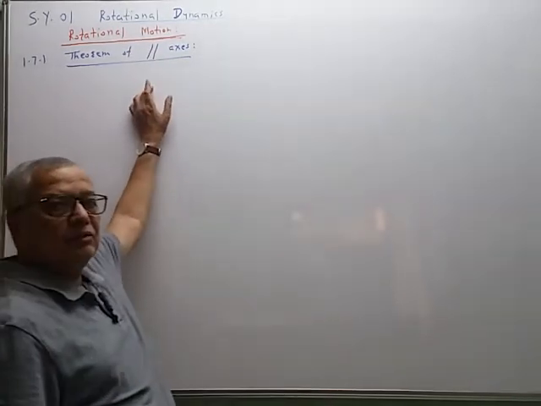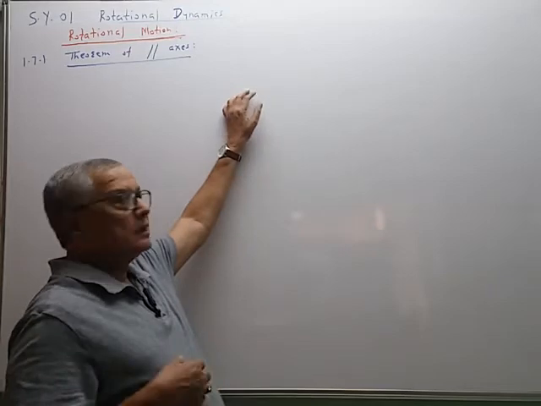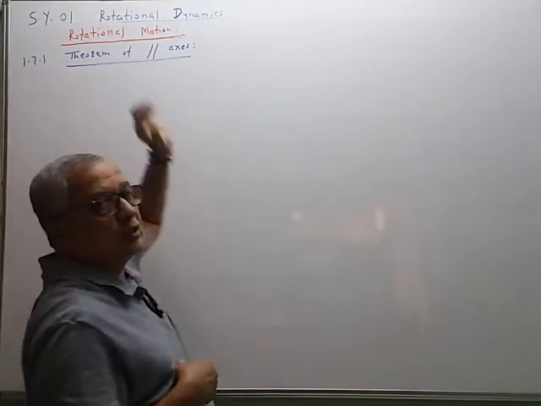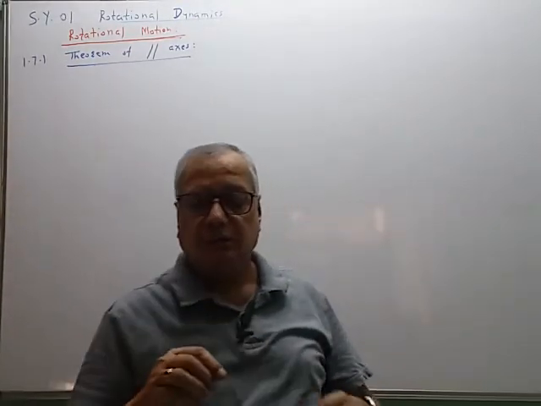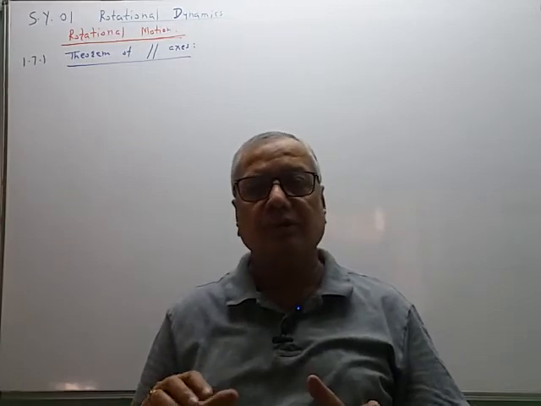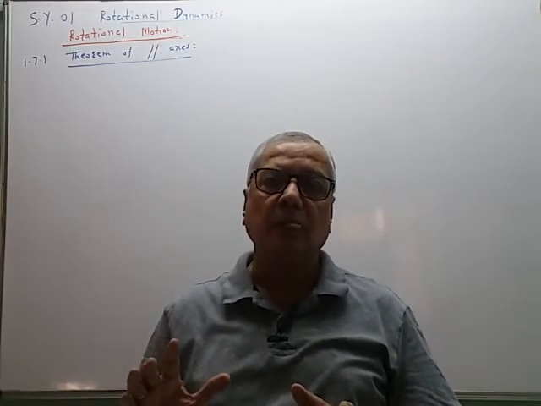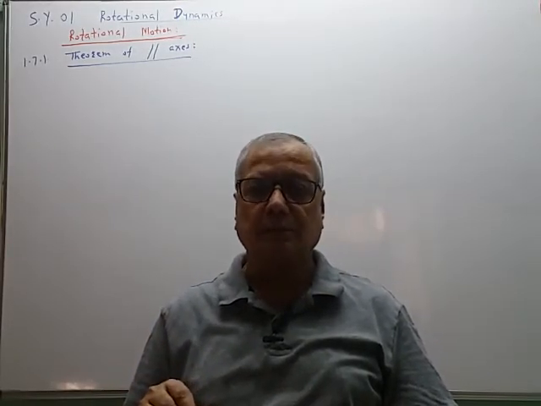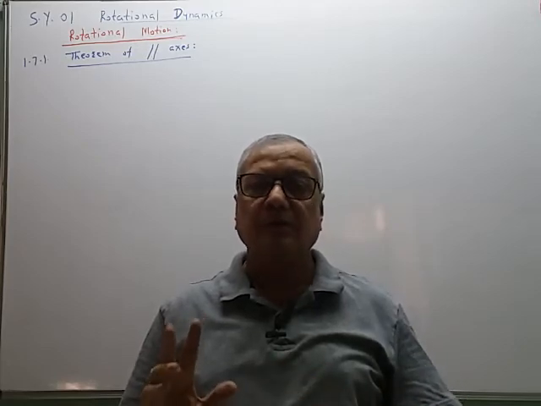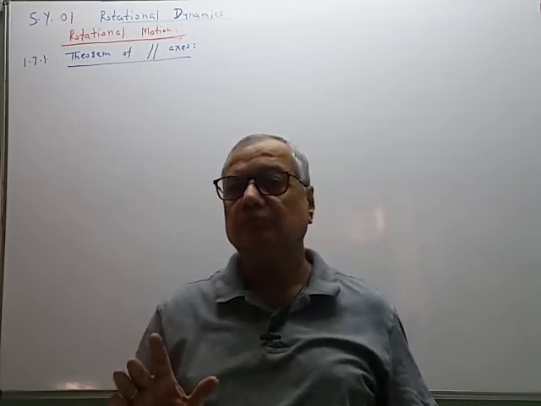So in our board, the theorem of parallel axis is given first, and then the next article 1.72 was for theorem of perpendicular axis. So we have taken the perpendicular axis theorem first. Now we are going to see the parallel axis theorem. What is the difference between these two theorems?